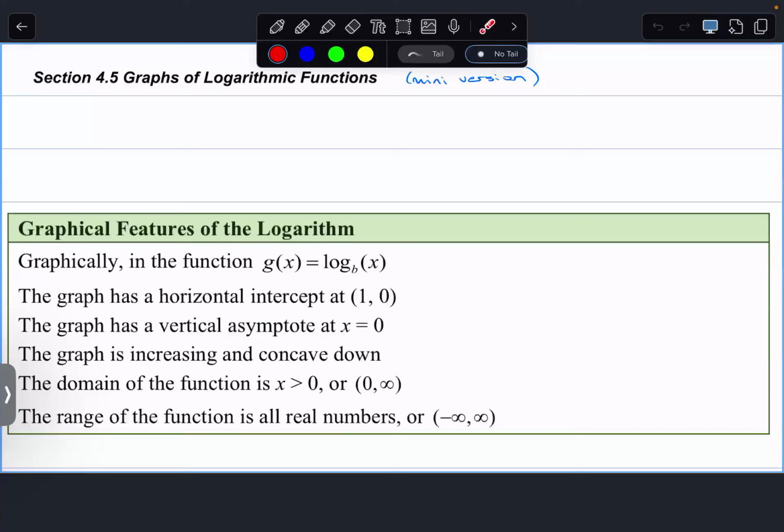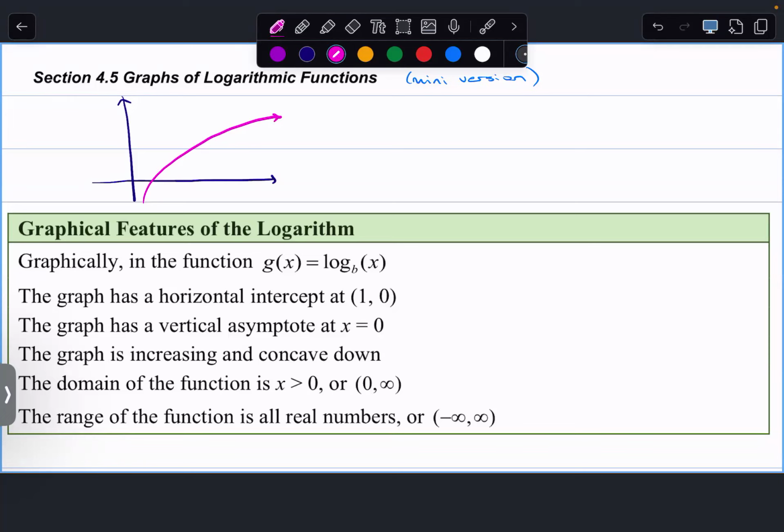Okay, so I am saying that this is a mini version. So if you're reading the textbook, you can ignore a lot in section 4.5 because, like I said, I just want those core concepts, like can you sketch it out, like we did for exponential functions. The main thing that I need you to keep track of is that a logarithmic function looks something like this.